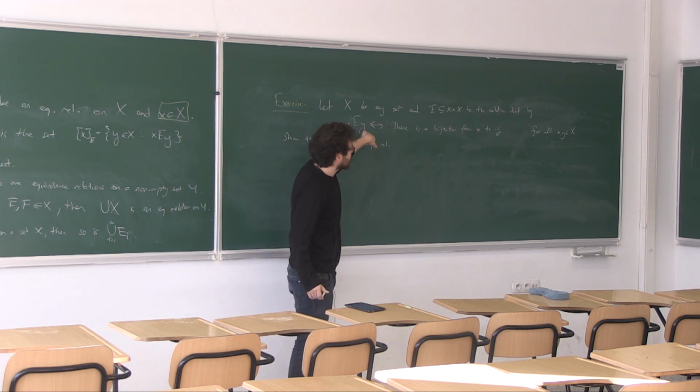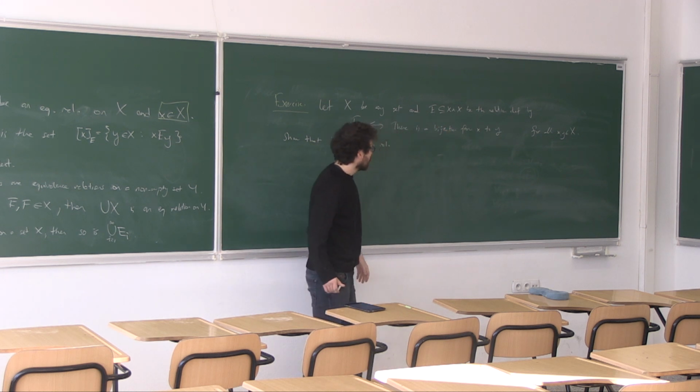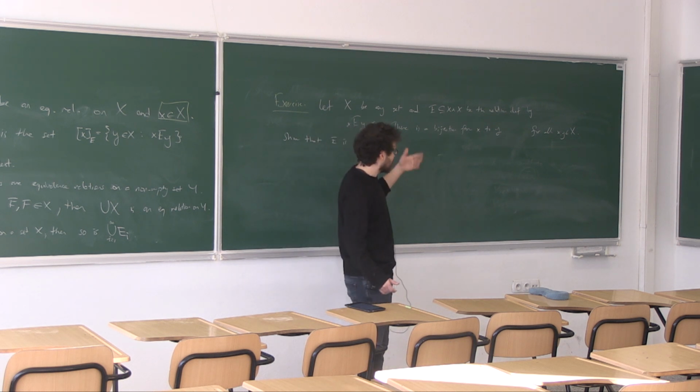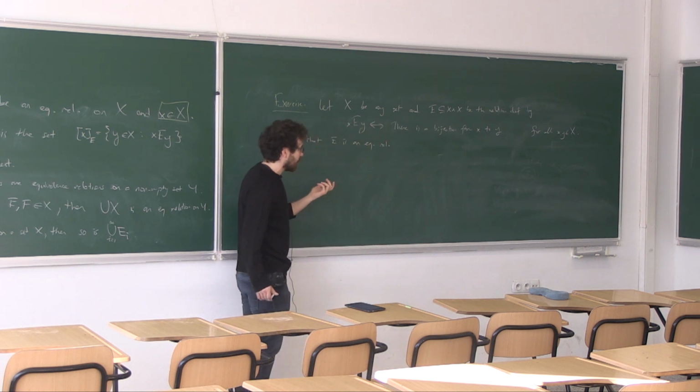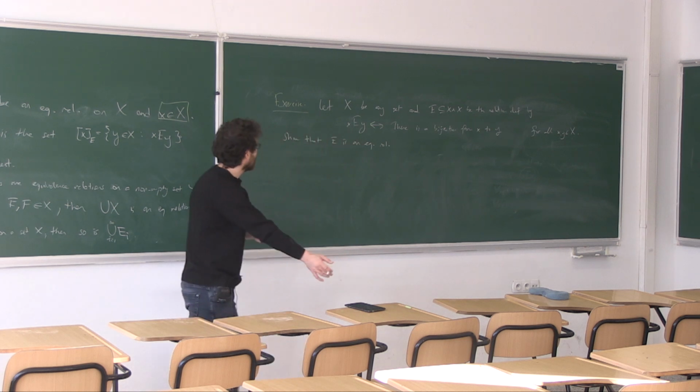Obviously, everything is related to itself. We have the bijection identity function. You can check that this is transitive because the composition of two bijections is a bijection, and you can double check that this is symmetric because the inverse of a bijection is also a bijection, okay?